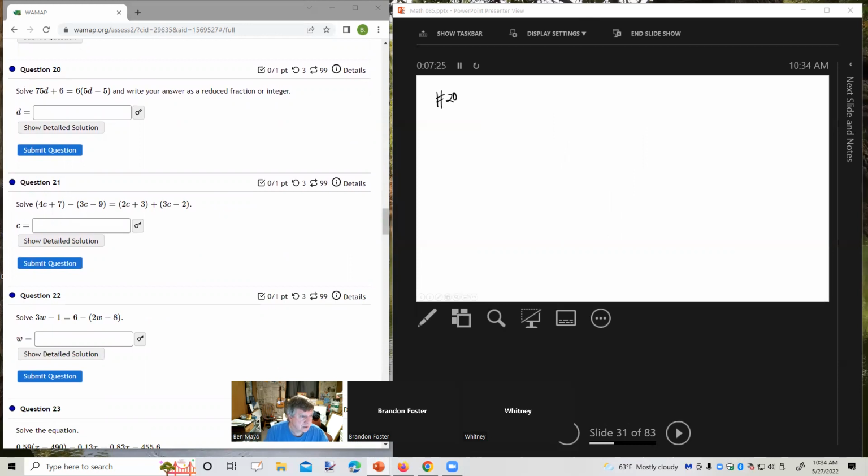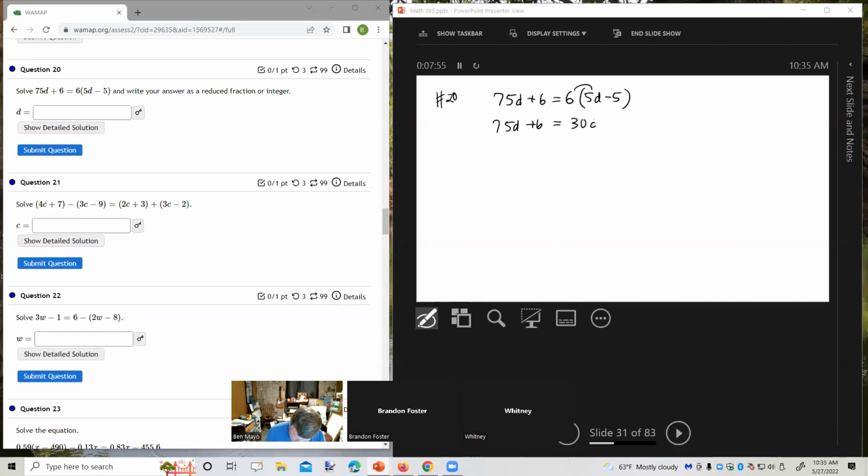Number 20, solve 75d plus 6 equals 6 times the quantity 5d minus 5. Write your answer as a reduced fraction or integer. So here a decimal wouldn't work. I can't do anything yet on the left side of the equation, but on the right side of the equation, I'm going to distribute the 6.